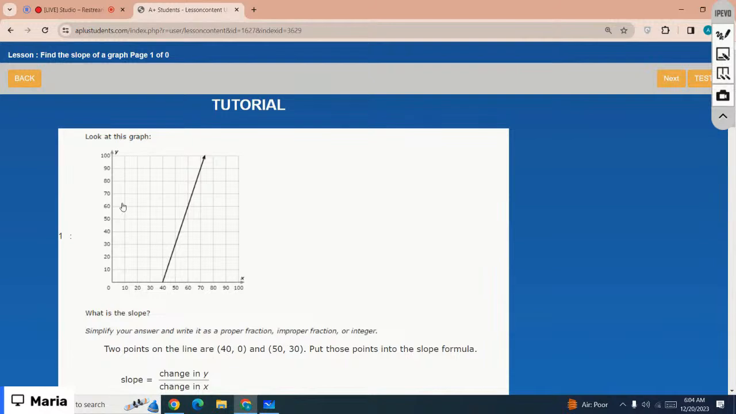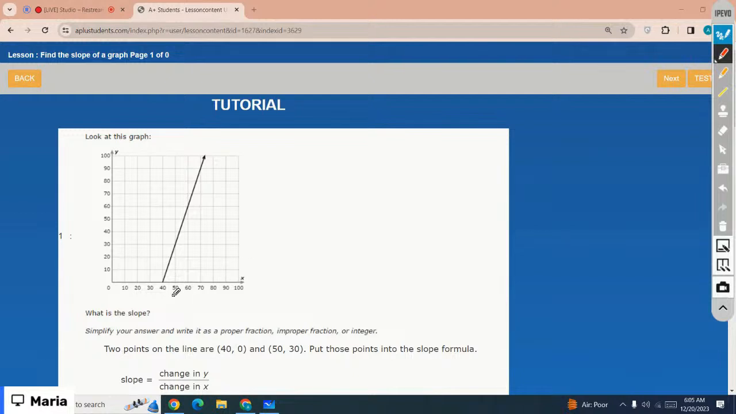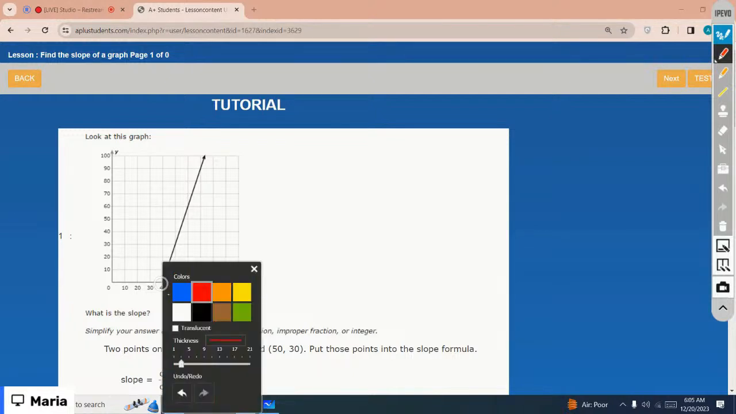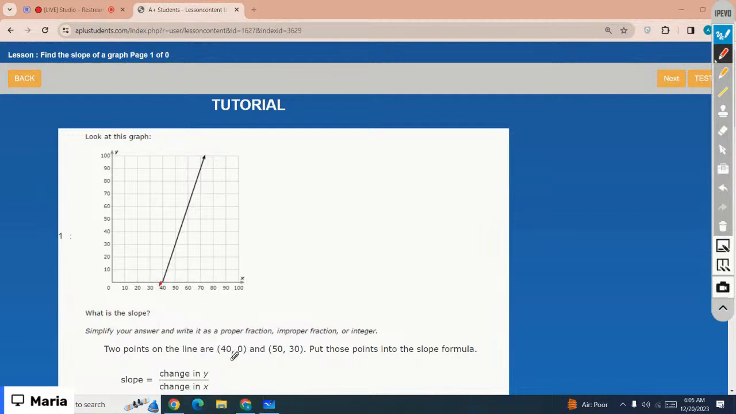When you are given a graph and you have to calculate the slope, you just need to find 2 points on the graph. Use these points with the slope formula and you can calculate the slope. You can use any 2 points on the graph. I'm going to start with this one. This is x equals 40 and y equals 0. The other point is this one, x is 50 and y is 30.